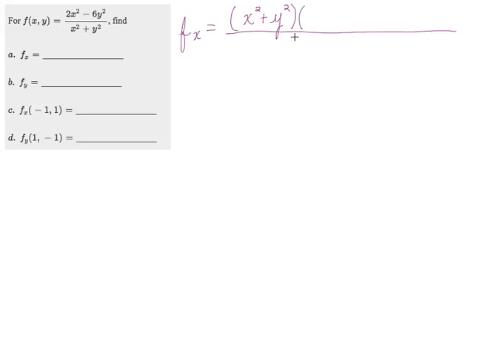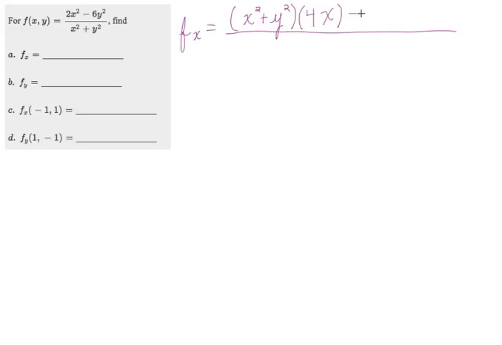D high is the derivative of the numerator. Now x is the variable and we treat y as if it's a constant. So the derivative of 2x squared is 4x to the first. And the derivative of 6y squared is actually just 0 because if y is a constant, then 6y squared is a big constant. So the derivative of a constant is 0.